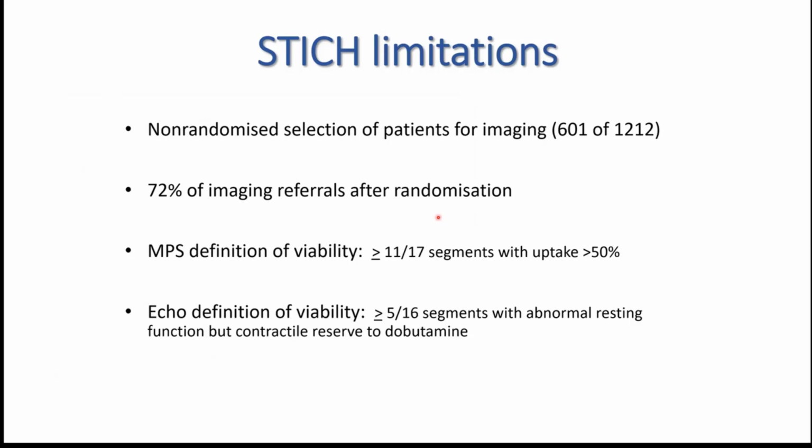And we can talk about the fact that the imaging was not randomized, and the referral for imaging was after randomization. Here's the important thing: the majority of the viability assessment was, or 2/3 were by nuclear, 1/3 by echo, and the definition of viability was if there's at least 11 of 17 segments with uptake of tracer more than 50%, they were said to have viable muscle.